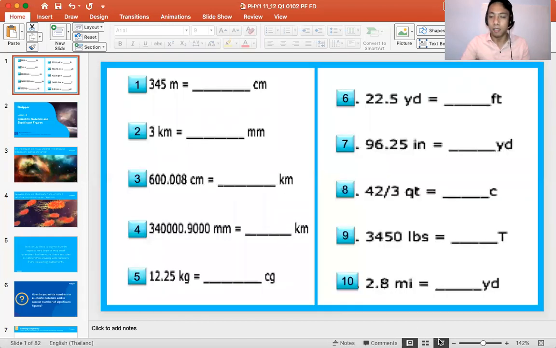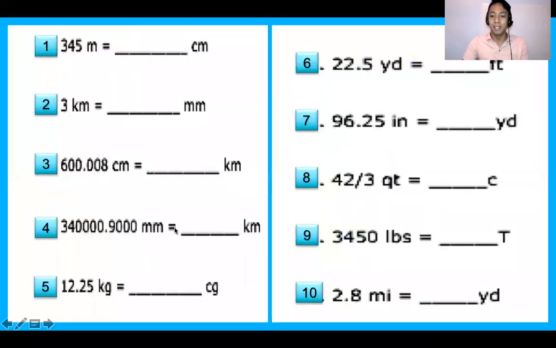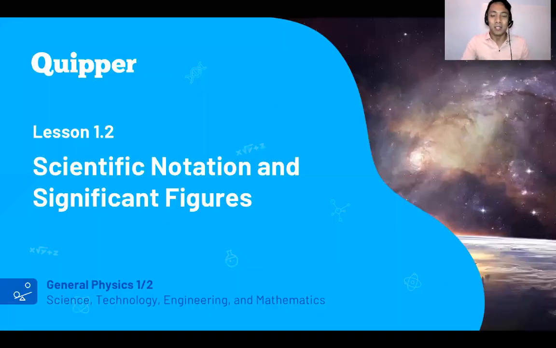And so last time we already did this one, and I think all of you got a perfect score. Am I correct? Or half of it? So our next lesson is about scientific notation and significant figures. What are these two? Let us do first the scientific notation.